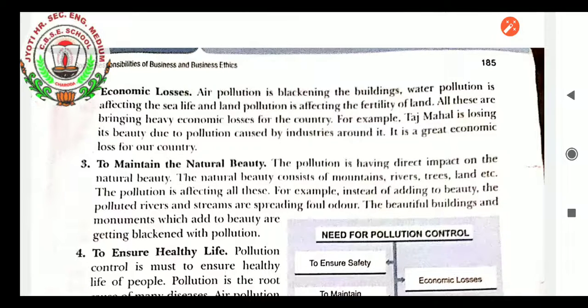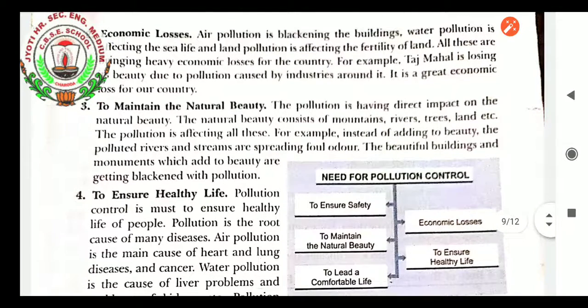Pollution control. Pollution has a direct impact on natural beauty. Natural beauty consists of mountains, rivers, trees, land, etc. Pollution is affecting all of this. For example, instead of adding to beauty, polluted rivers and streams are spreading a foul odor. A very bad smell is coming. The beautiful buildings and monuments which add to beauty are getting blackened with pollution. So this has to be stopped. Some control measures have to be taken against the pollution which is creating problems, so that the natural beauty of the country can be maintained.